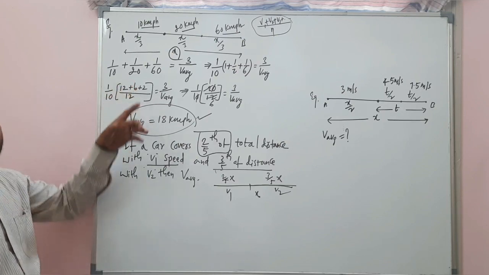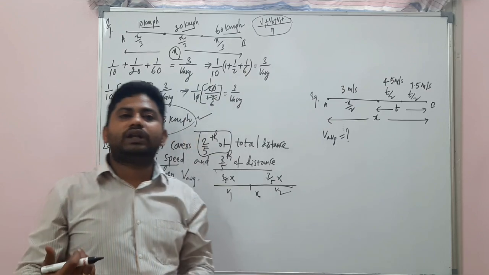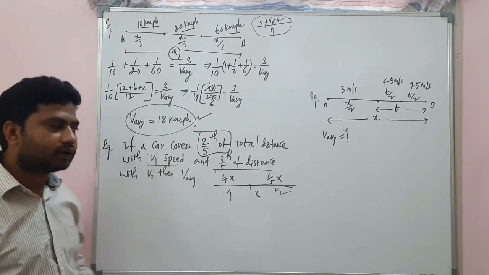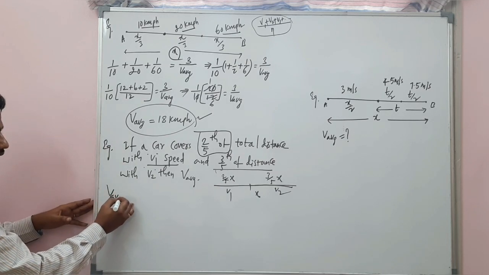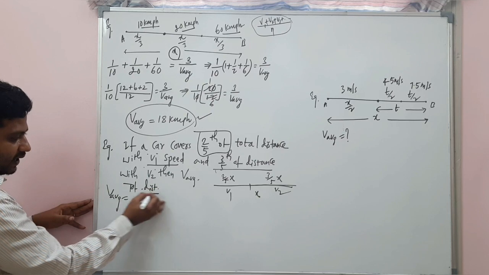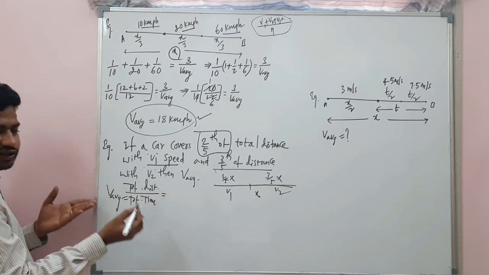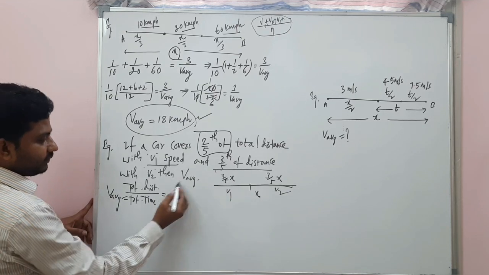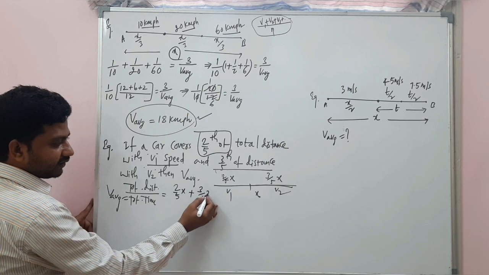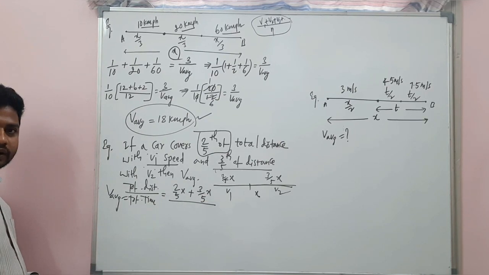Even this formula, we have got from the basic formula only. Average speed is equal to total distance by total time taken. Total distance is how much here? 2 by 5 times of x plus 3 by 5 times of x, divided by total time taken.